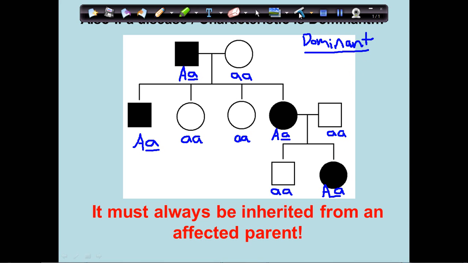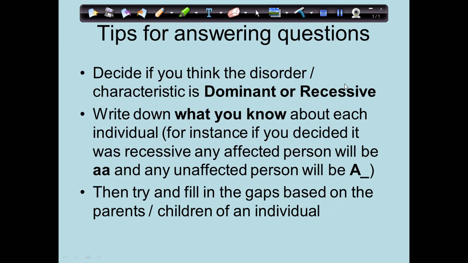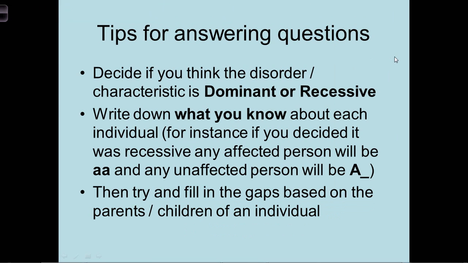So again, last little bit, just to go through one more time, the tips for answering questions. Number 1, decide if the condition is dominant or recessive. Read the question carefully. It might already tell you. That makes your life a lot easier. Number 2, write down what you already know about each person. If the condition is recessive, label everyone who's recessive little a, and everyone else big A something. If the condition is dominant, you do it the other way around. Everyone who's got the condition is big A something, and everyone else is little a.